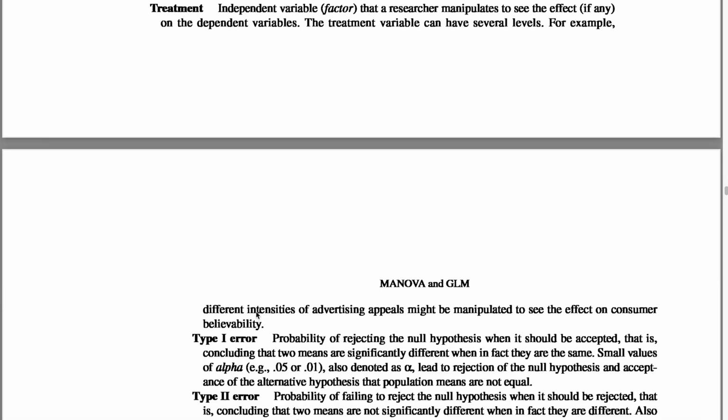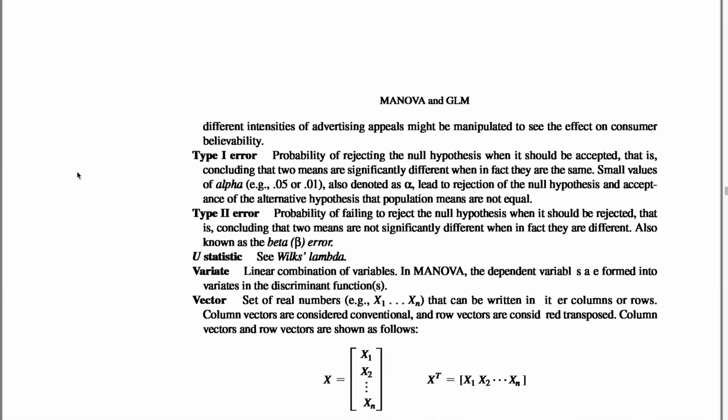For example, different intensities of advertising appeal might be manipulated to see the effect on consumer believability. Type I error: probability of rejecting the null hypothesis when it should be accepted, that is, concluding that two means are significantly different when in fact they are the same.